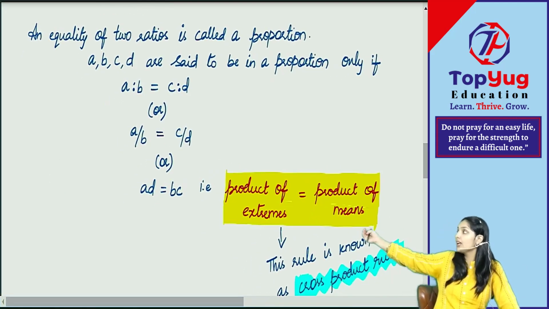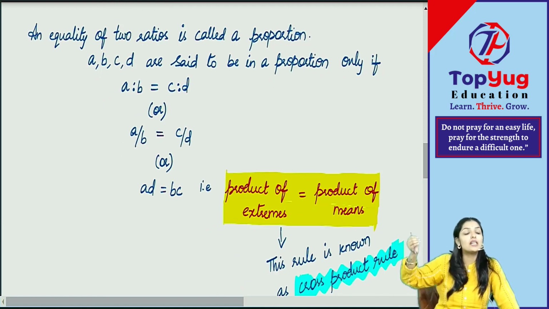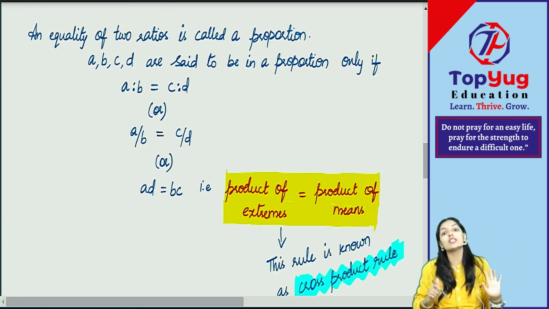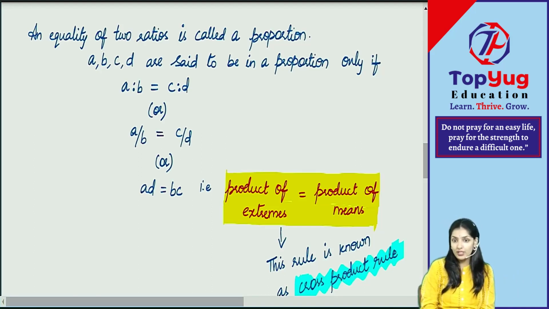You all can see A, comma B, comma C, comma D. I have taken 4 terms. They are said to be in a proportion only if A is to B is equal to C is to D. A is to B is one ratio, and C is to D is another ratio.